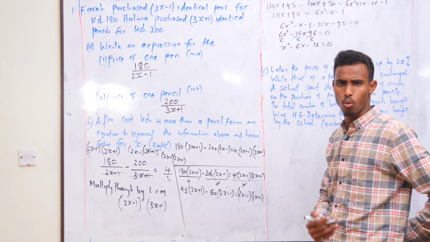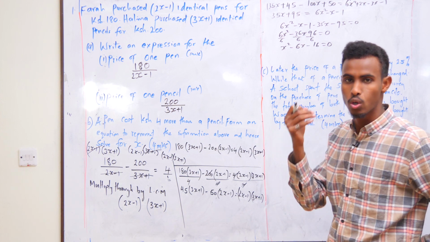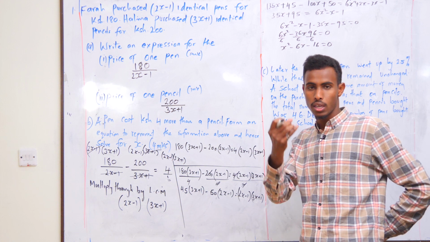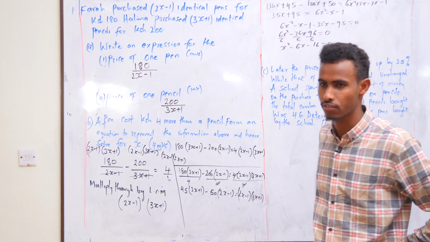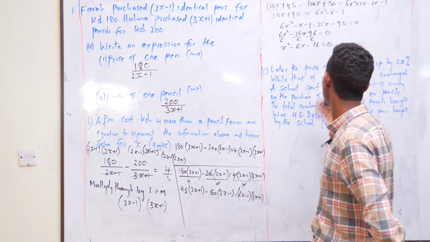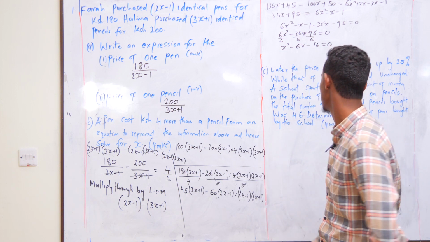And basically when solving a quadratic equation we use three methods: either the factorization method, completing the square method, or the quadratic formula. For a quadratic equation which is very simple like this, you can use the factorization method.